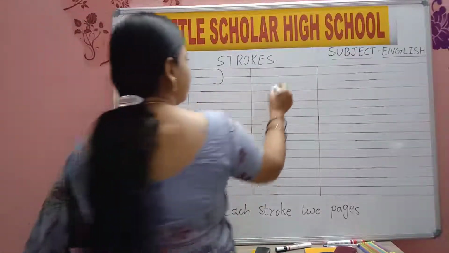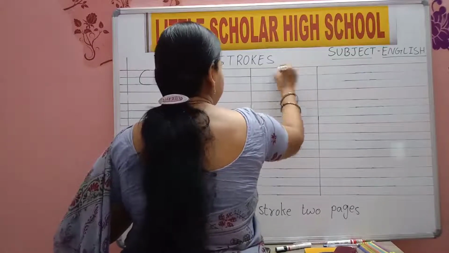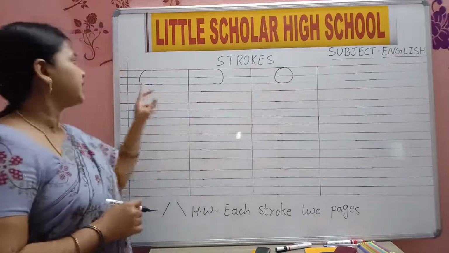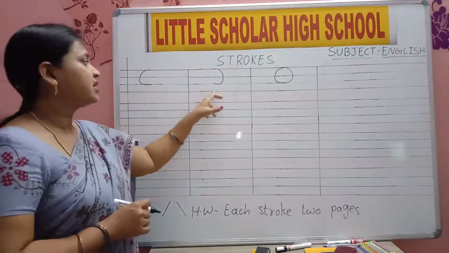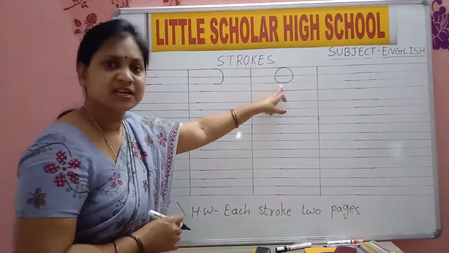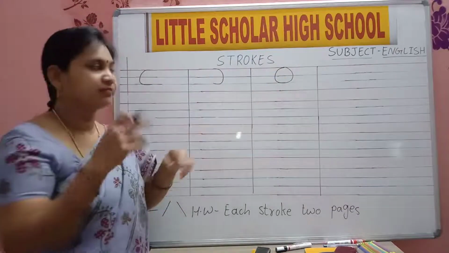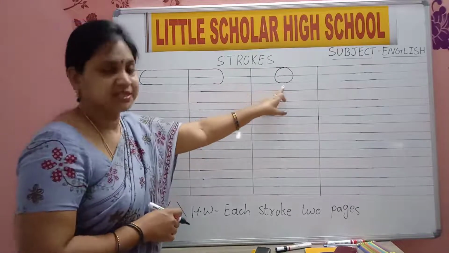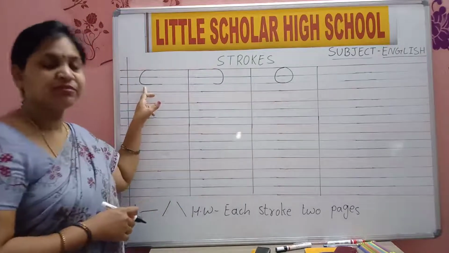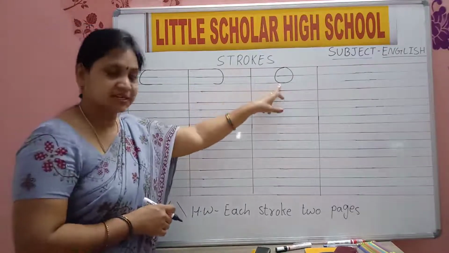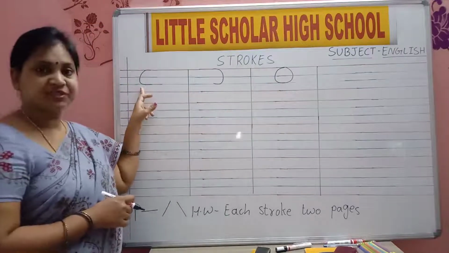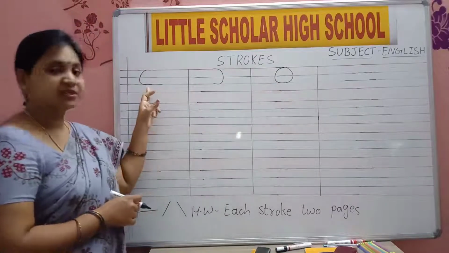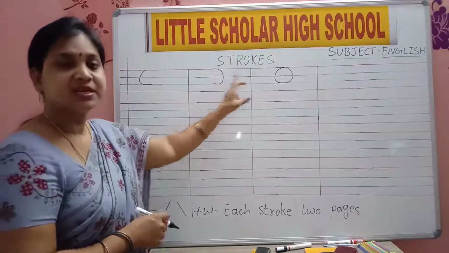And what is this? You all know this. Circle. Left curve, right curve, circle. Circle means a full curve, a complete curve. Here it is a half curve. Say once again: left curve, right curve, circle.